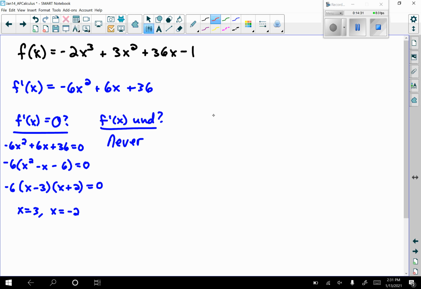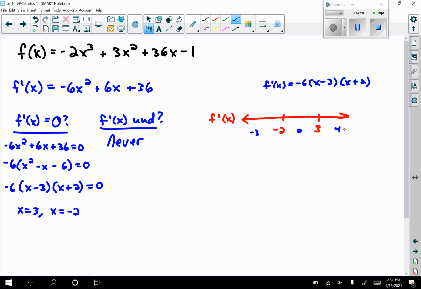So now we're going to justify. So f prime of x, in our number line here, we'll have a negative 2 and a 3. And again, I'm going to use the factor form. So f prime of x is equal to negative 6 times the quantity x minus 3 times the quantity x plus 2. So we could test a negative 3, we could test a 0, we could test a 4. So anything to the left of negative 2, we're starting with our negative 6, then we'll have another negative, and then another negative. So this will be negative over here.